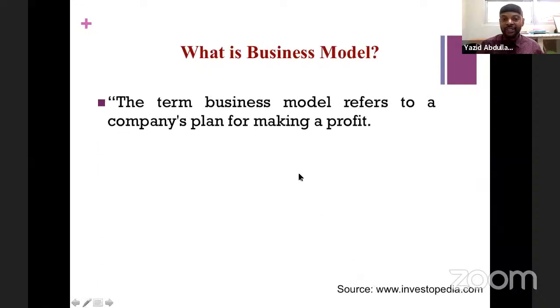So business model, the term business model refers to a company's plan for making profit. How do you intend to make money? What's your plan for making money? Do you intend to make money by charging commissions? Do you intend to make money by licensing? How do you plan to make money? All those are parts of business model.